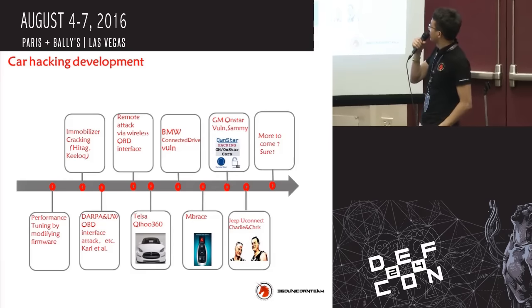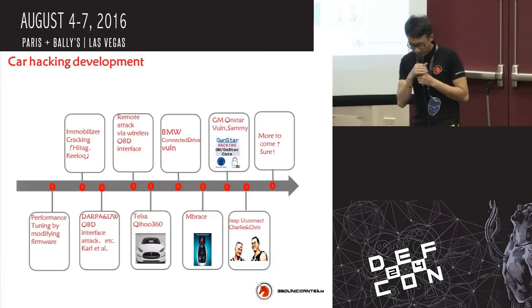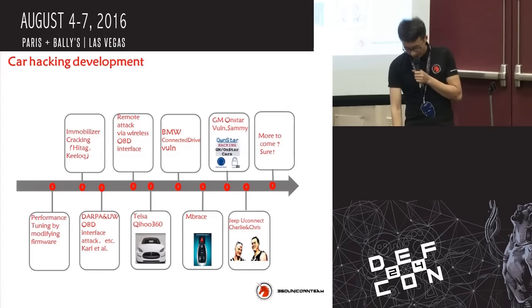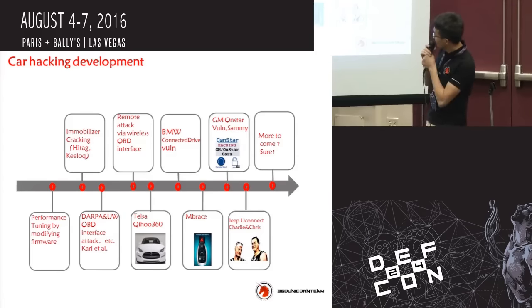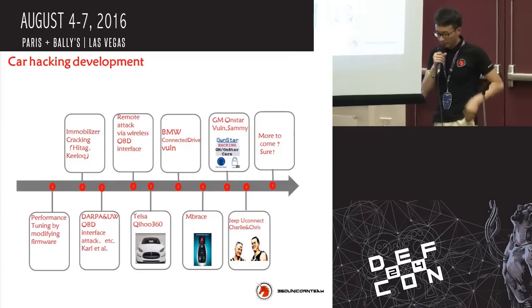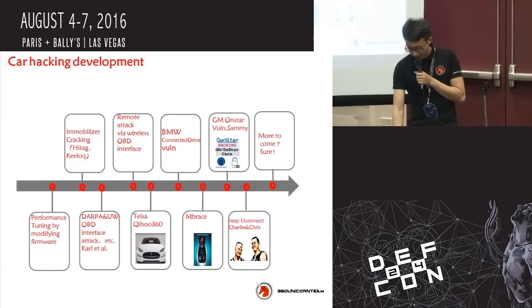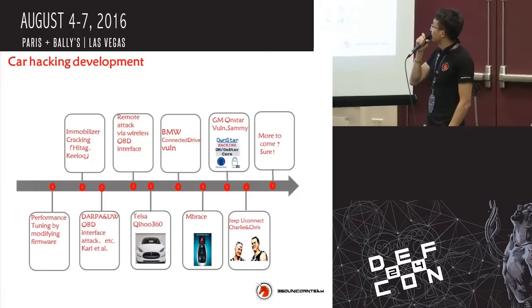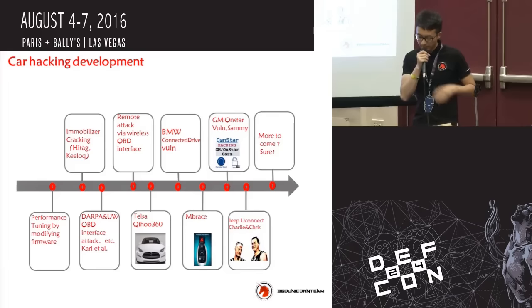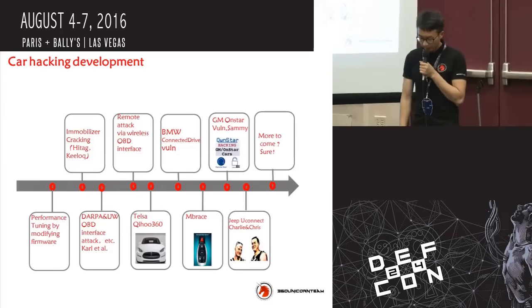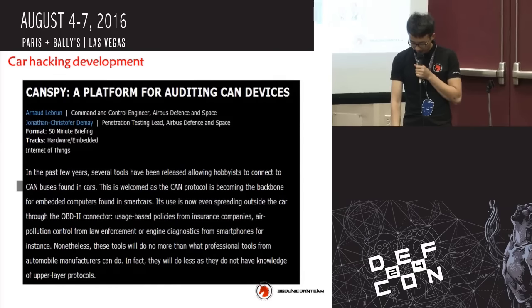That was a qualitative change, because car hacking had started to threaten the driver's life. So these are the famous car hacking incidents that have happened during the last few years. For example, the Tesla hack, which was done by my colleagues, and the BMW and the Jeep hack released last year by Chris Valasek and Charlie Miller. So that's why we should pay more attention to automobile security.